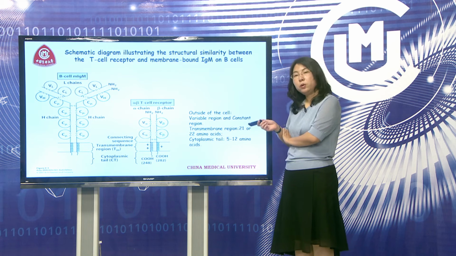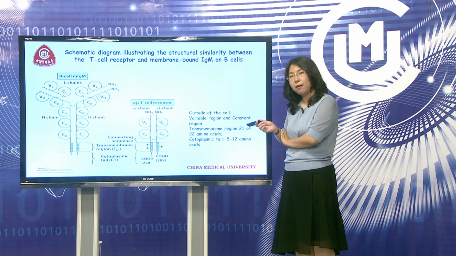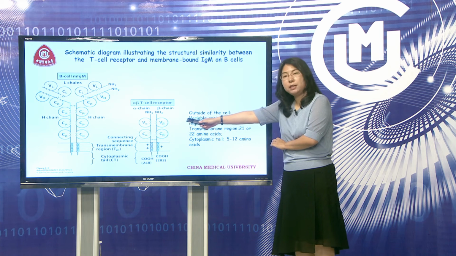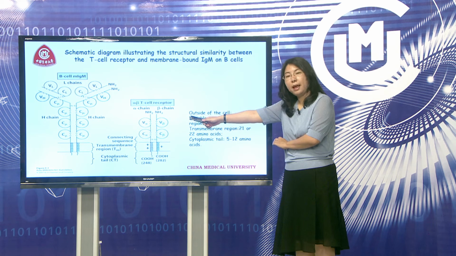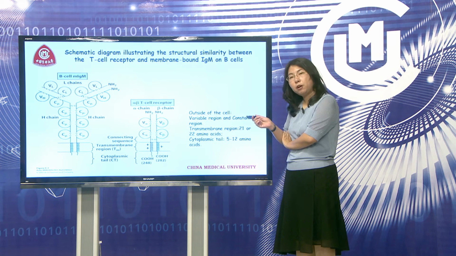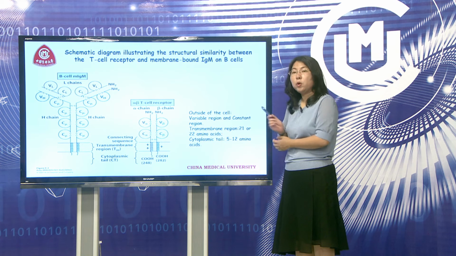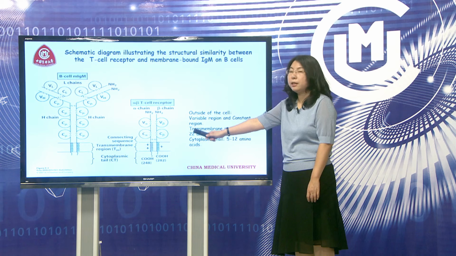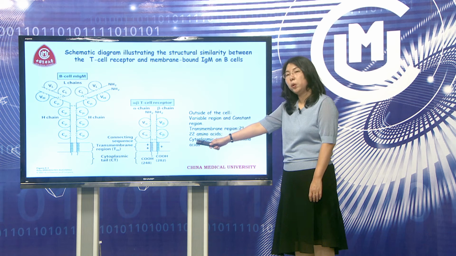So now we know the function of the TCR. What is the function of the TCR? It has this variable region to recognize different antigens. So the function of the TCR is to recognize antigen, and it wants to transfer this antigen signal into the T cell.